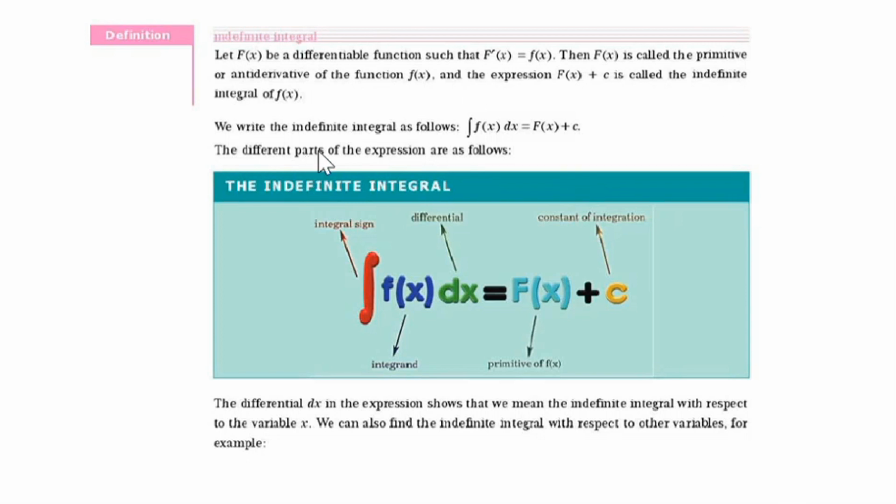So we write the indefinite integral as follows. The integral of f of x dx equals F of x plus a constant. Below are the different parts of the expression. We have the integral sign followed by f of x, which is known as the integrand, and dx is the differential, is equal to F of x, which means the primitive or antiderivative of f of x, plus c, which is the constant of integration.